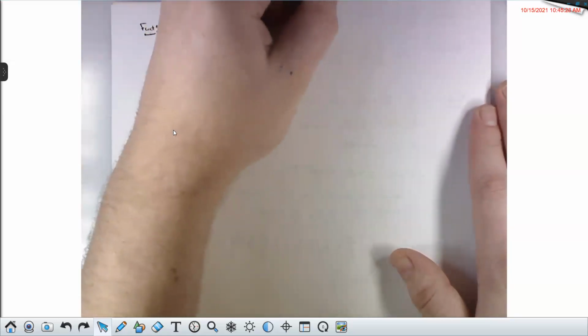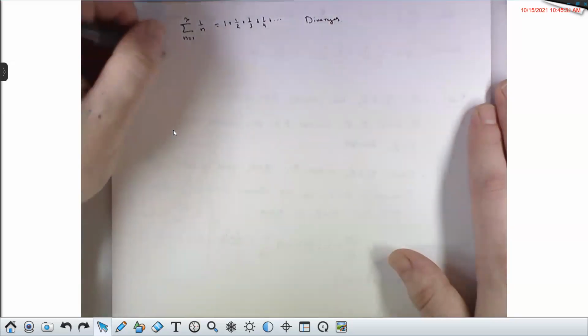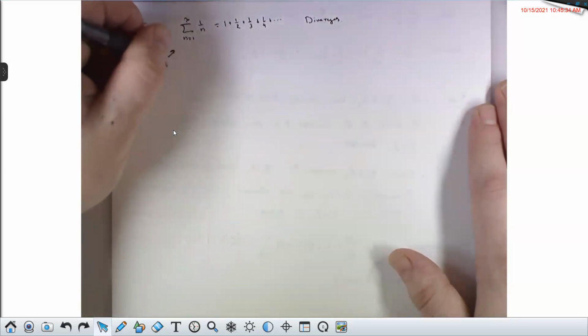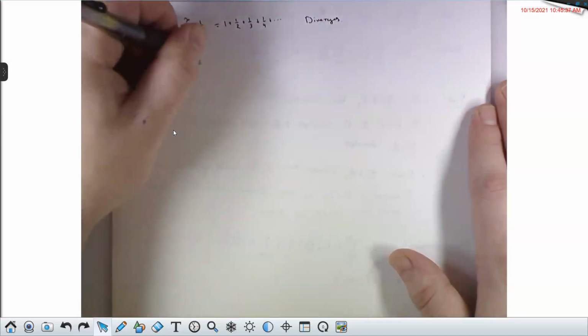One thing that I wanted to talk about today that I must tell you. So, fact, your book shows this in 11.2, but their argument I do not like. The series sigma n from 1 to infinity of 1 over n, 1 plus 1 half, plus 1 third, plus 1 fourth, this thing, diverges. It's called the harmonic series. It has a name, and the harmonic series diverges.